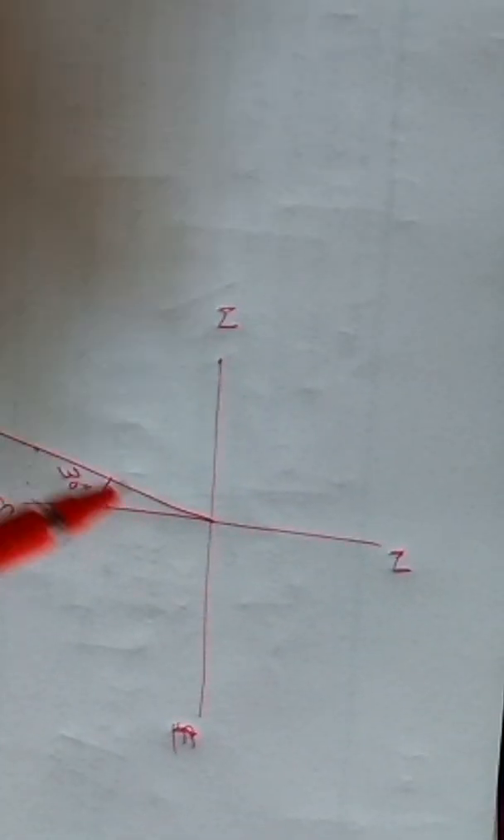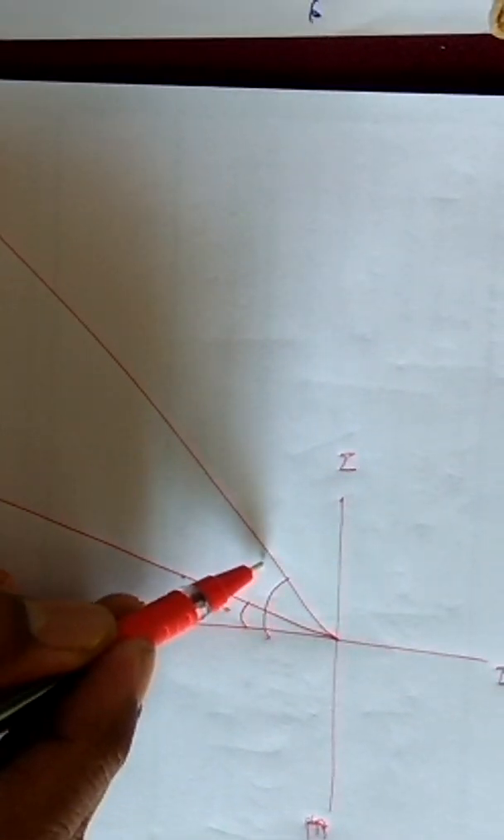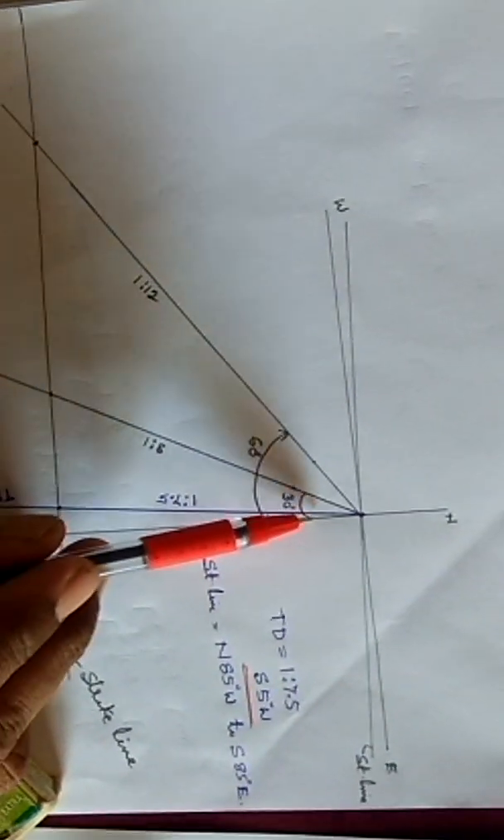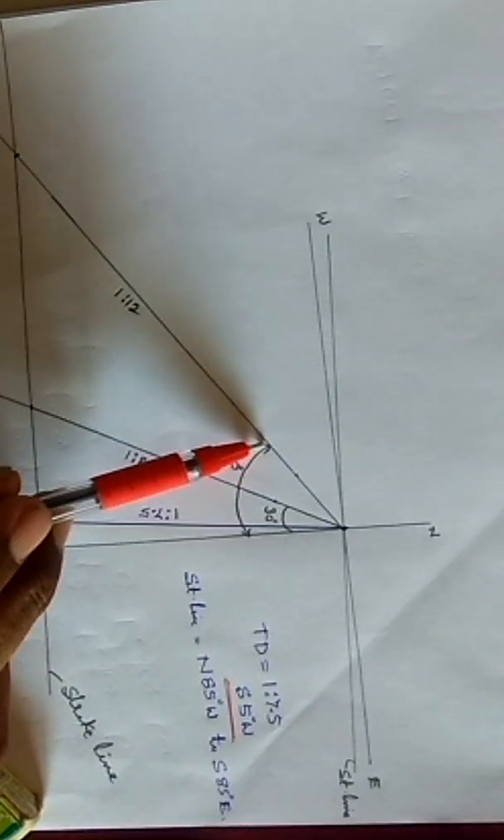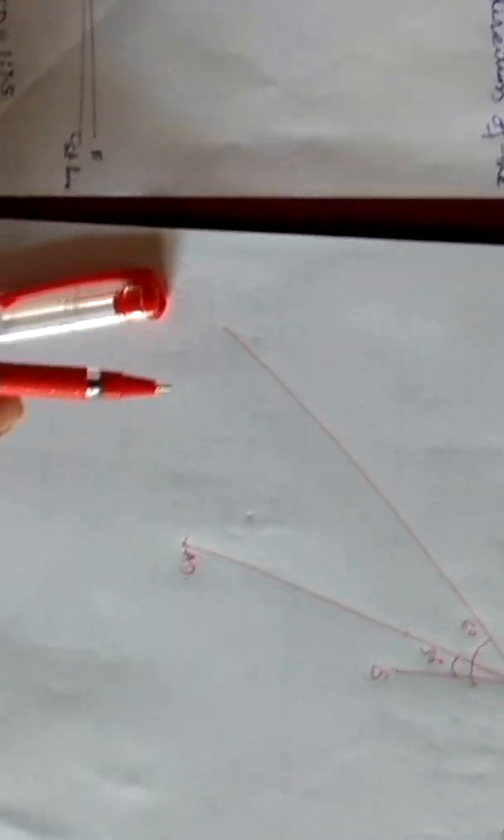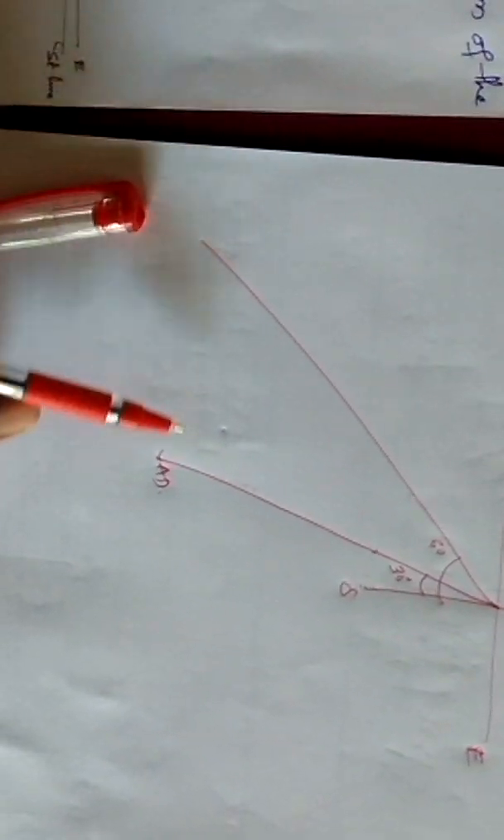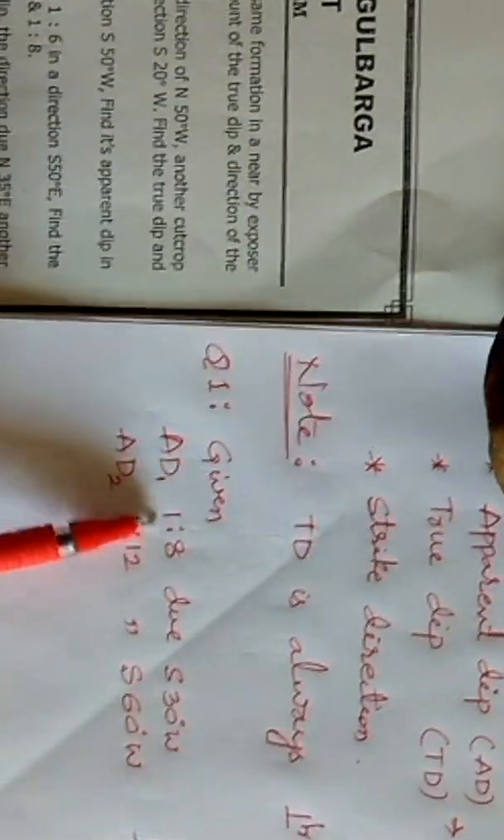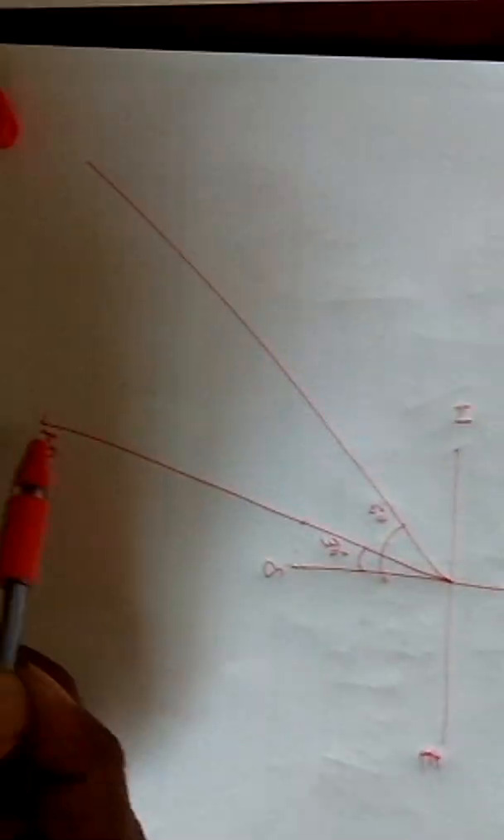Another line we have to draw is south 60° west. So this is the south, this is 30, and this is 60. According to the scale I have drawn here, this is the 30 and this is the 60. Two lines you have to draw. The first is the directions, which we have already seen, and the second one is the amount: 1:8 along the south 30° west direction.